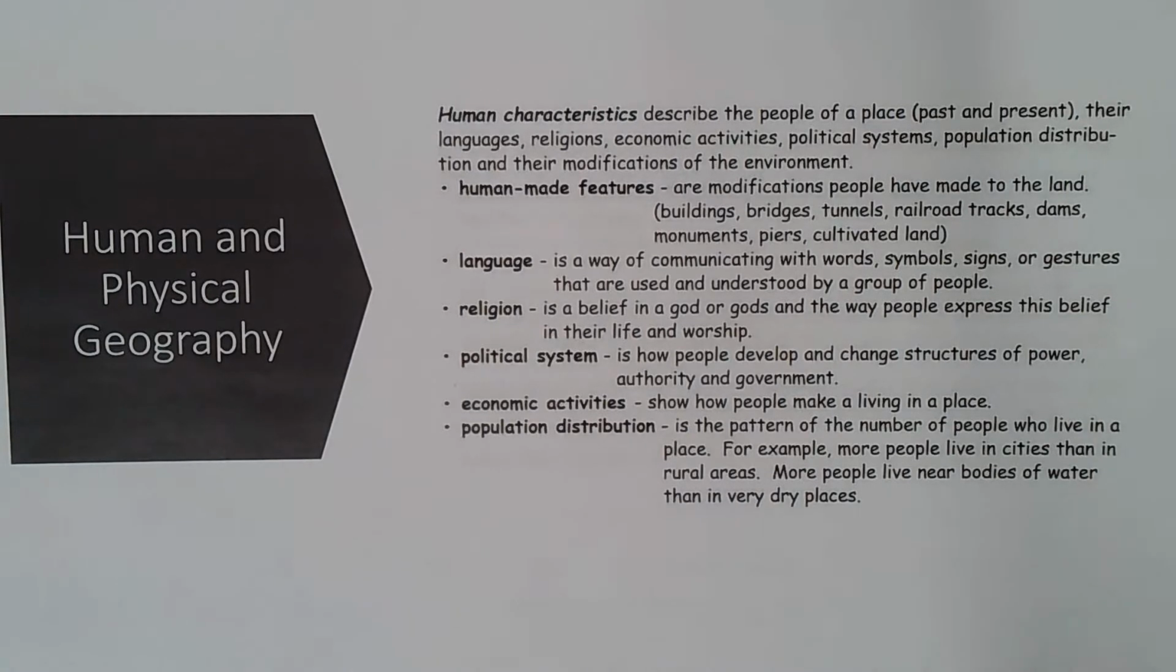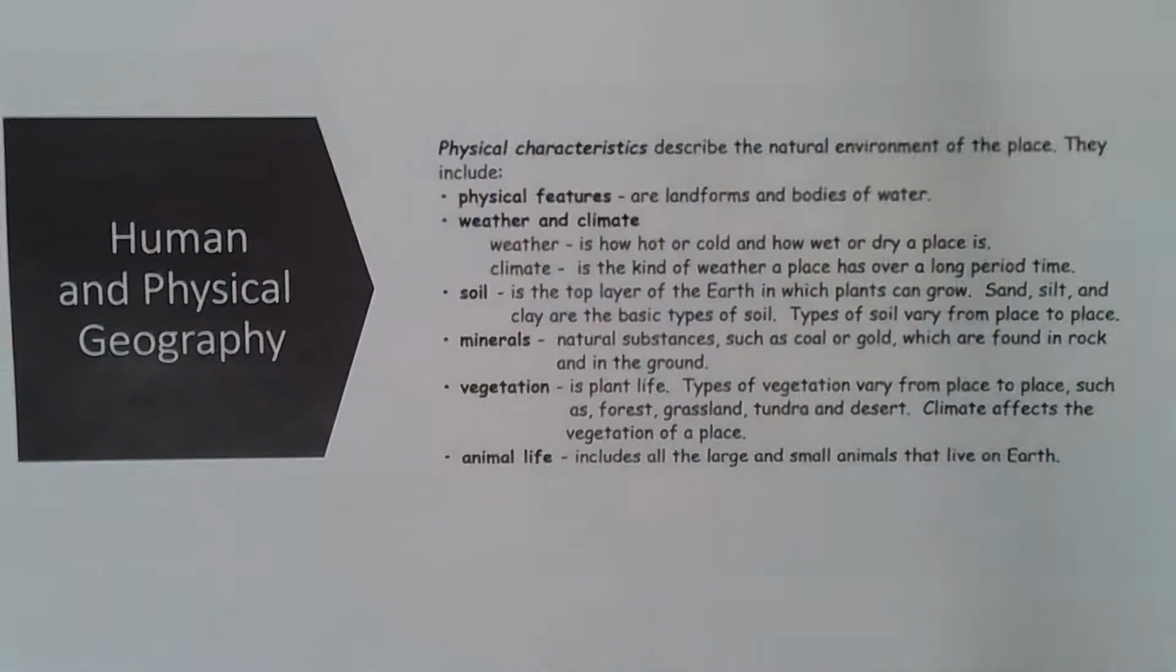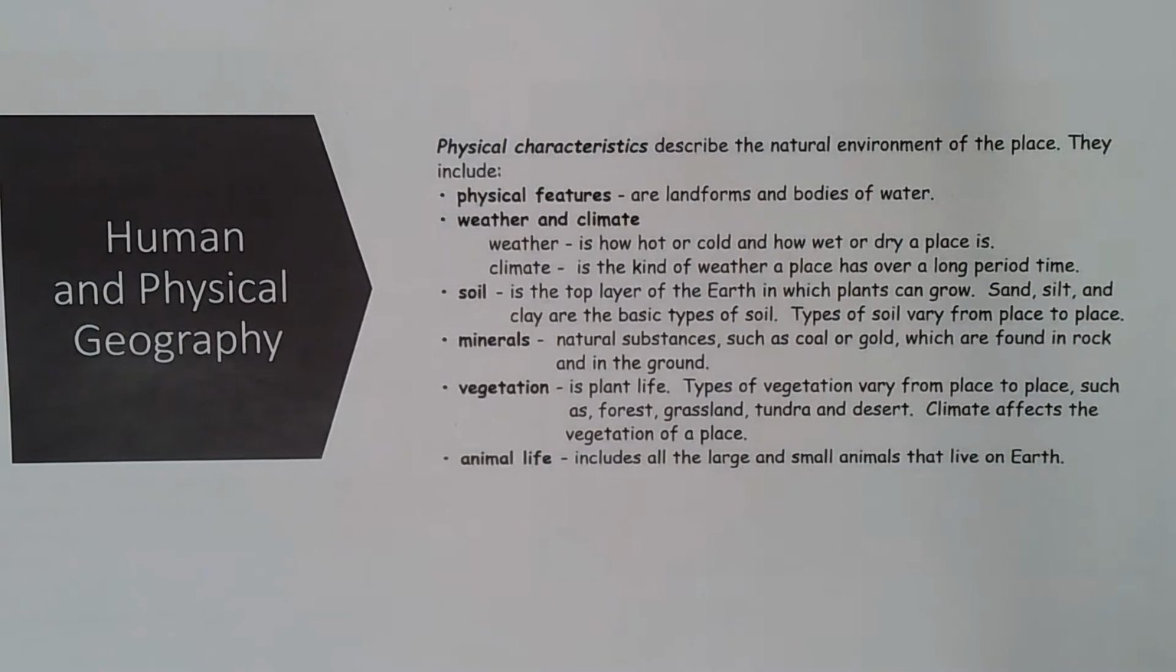A lot to take in, but quite important that we have this in the back of our mind. You probably would have covered this last year anyway. We're now going to look at physical geography, as that is quite important as well for the remainder of this lesson. So, physical characteristics describe the natural environment of the place, the things that humans have not got anything to do with. They include physical features like landforms and bodies of water, so lakes, rivers, hills, mountains, weather and climate. Weather is how hot or cold or how wet or dry a place is, and climate, as we learned in our previous unit, is the kind of weather a place has over a long period of time.